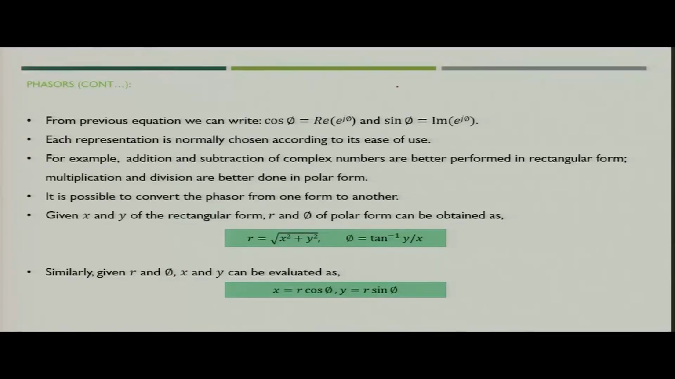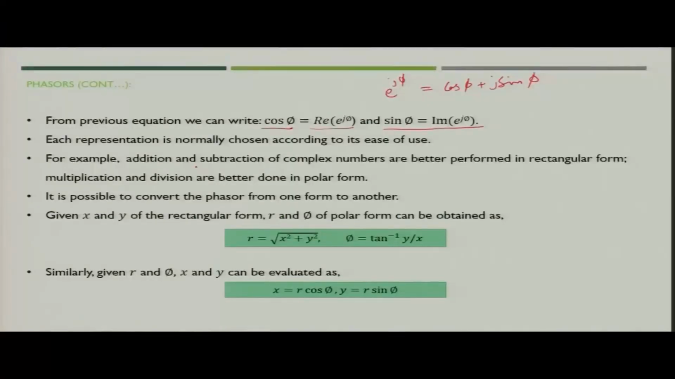Now, if e to the power j phi equals cos phi plus j sin phi, cos phi can be represented as the real term of e to the power j phi and sin phi can be represented as the imaginary term of e to the power j phi. In each case the representation is normally chosen according to the ease of use, that is, either you will use the rectangular form of the complex number or the polar form, that is, the exponential form of the complex number representation.